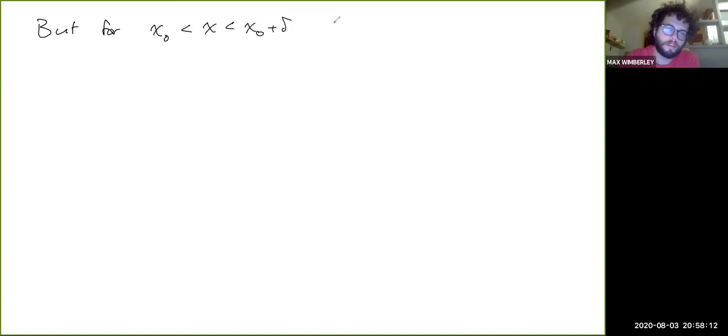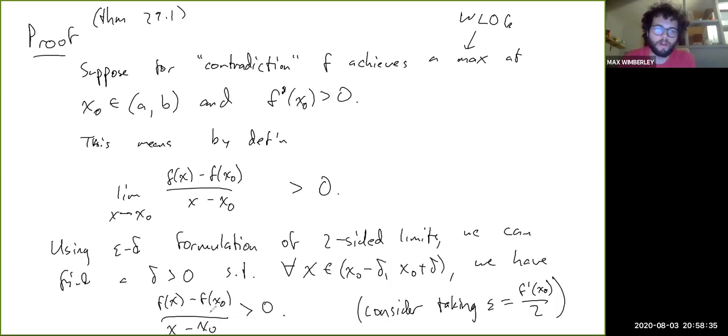Okay, so then, but for x less than x naught plus delta, this means that f of x minus f of x naught is greater than 0, since x minus x naught is greater than 0, right? So we're saying that this ratio here is positive, right? So that means that if the denominator is positive, then the numerator also has to be positive, right?